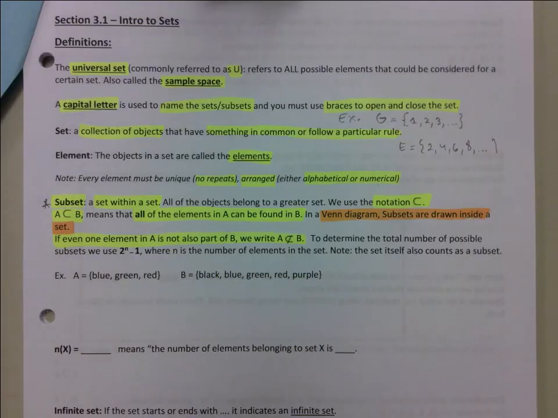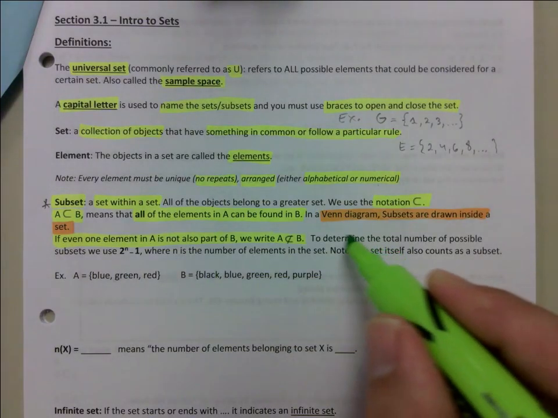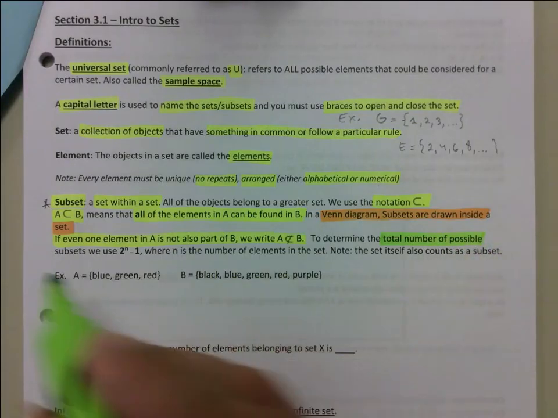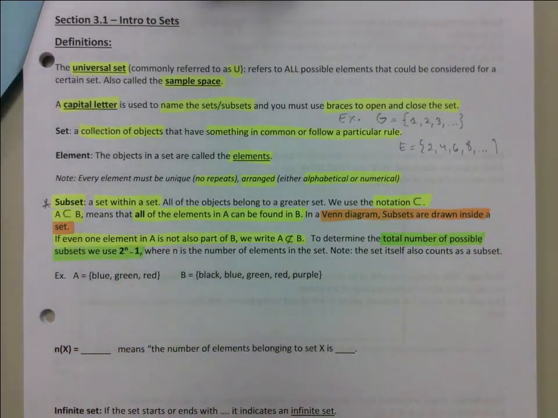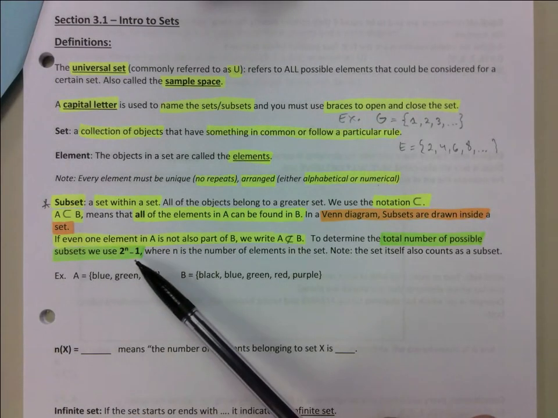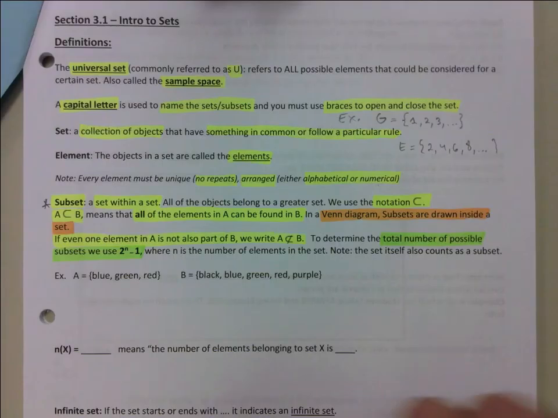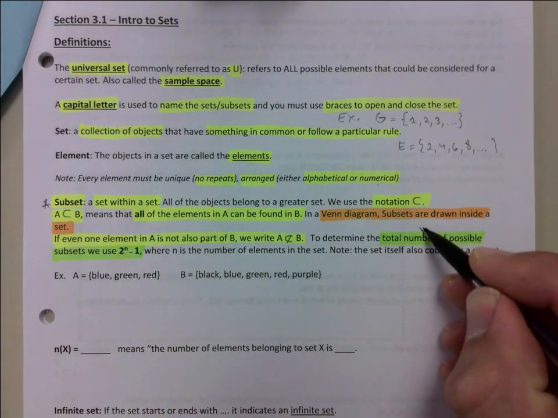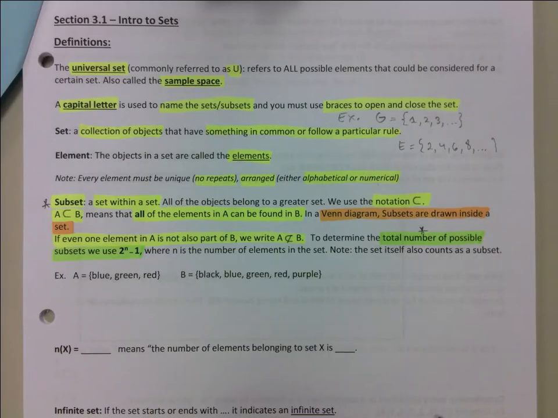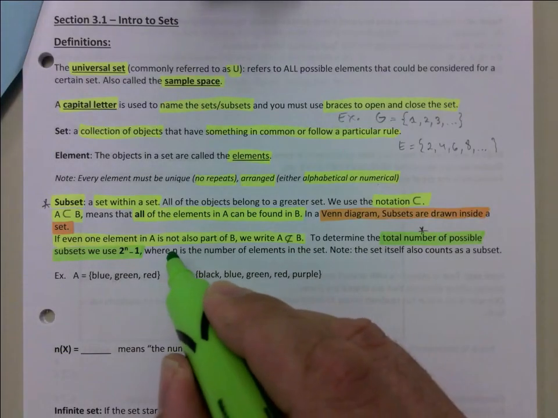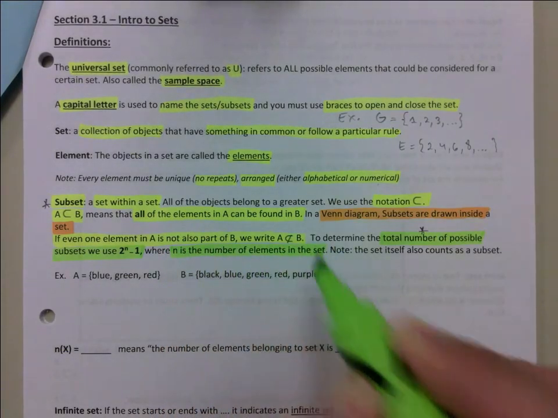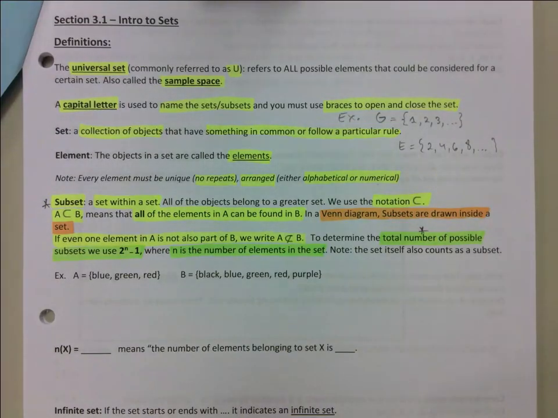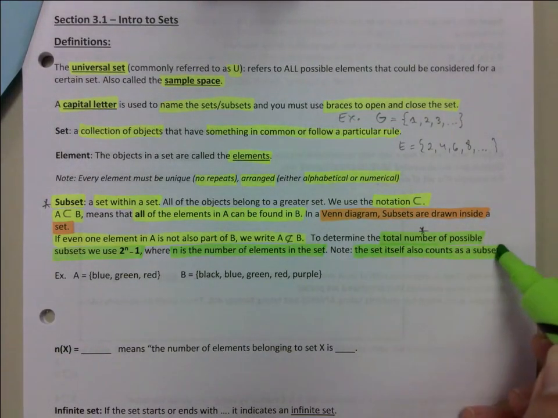I would like you to highlight that and add that. Total possible number of subsets that can be created is 2 to the power of n minus 1. For now, just have it written down. I'm going to put a star next to that one as well, where n is the number of elements in the set. N is the number of elements in the set. The set itself is also a subset.